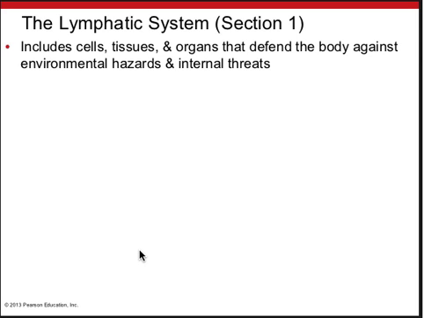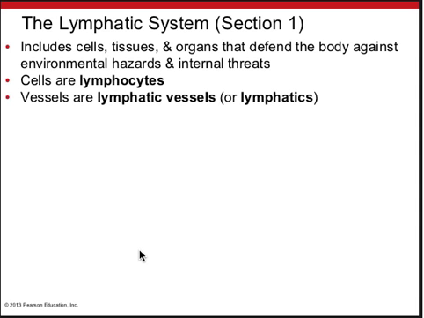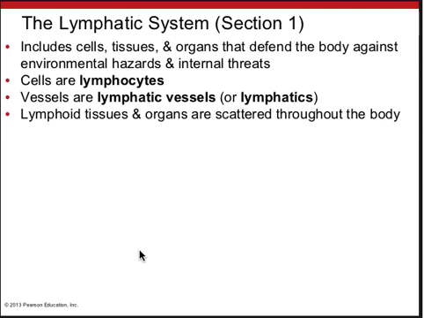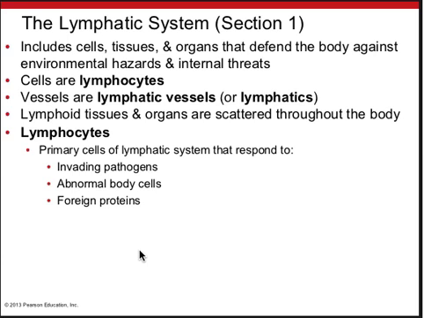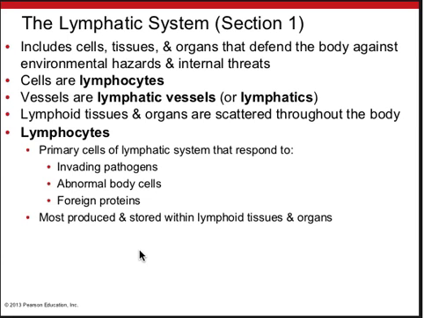It includes cells, tissues, and organs that defend a body against environmental hazards and internal threats. The cells are known as lymphocytes, and the vessels are called lymphatic vessels or lymphatics. Lymphoid tissue and organs are scattered all over the body. We're generally unaware of them except when we are actively fighting disease. Lymphocytes are primary cells of the lymphatic system that respond to invading pathogens and abnormal body cells such as cancer cells, as well as foreign proteins. Most are produced and stored within lymphoid tissues and organs.